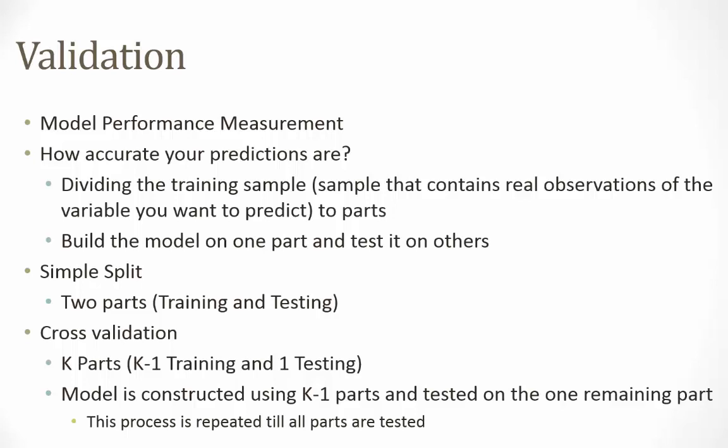It'll calculate the results and then move on to the next. It will again use that one testing part plus k minus 2 other parts, construct the model, and use it on the one remaining part. It will continue this until all these parts are used as testing, and then it will give you an aggregated reading of the performance measurement.